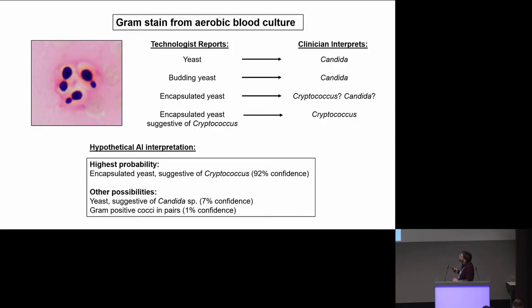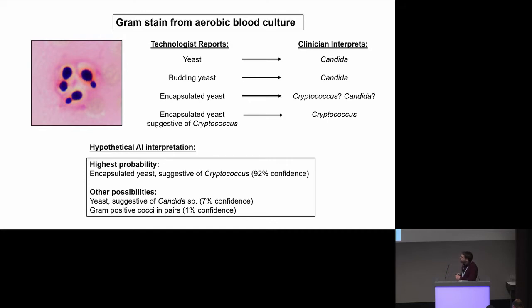This is a gram stain from an aerobic blood culture bottle, and these are large organisms, gram-positive staining. They have buds, so that's a yeast, right? So an inexperienced technologist may simply call this a yeast, and the clinician may interpret that as a Candida. I think it's not unreasonable that a random clinician in the hospital may think of yeast, think of Candida. A more experienced technologist may call this budding yeast, probably still going to be thought of as Candida.